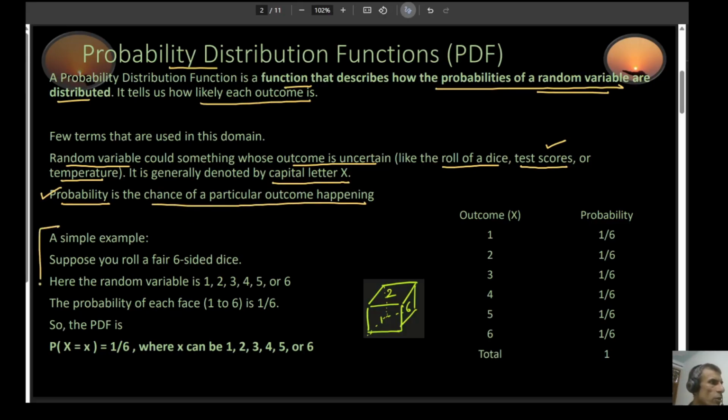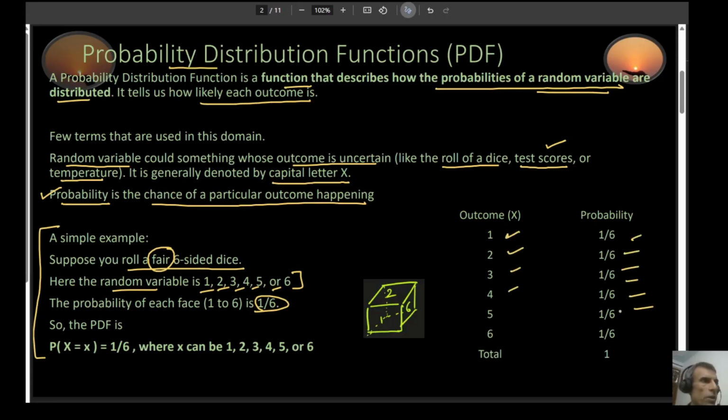So let's understand this through an example. Let's say you roll a fair six-sided dice. When I say fair, that means every side is equally likely. This dice is not loaded. So here my random variable takes the values 1, 2, 3, 4, 5, 6, because these are my possible outcomes. The probability of each face is 1 over 6, because there are a total of 6 faces, and the probability of getting any one of the faces is 1 over 6. So these are my outcomes, and these are my corresponding probabilities.